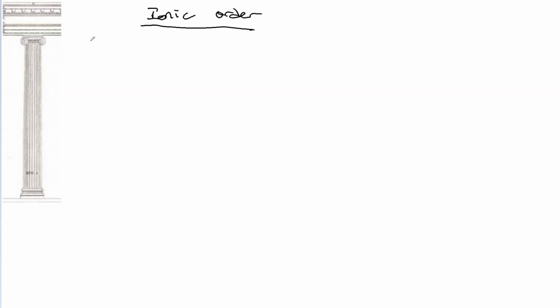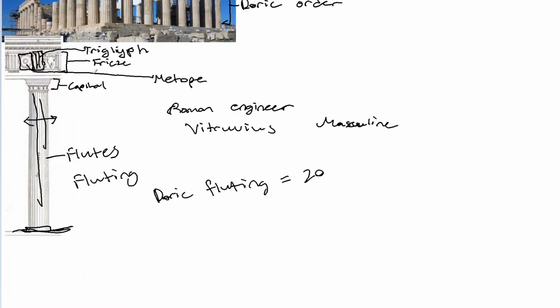This one is more ornate or more decorative than the Doric order. The first thing you probably notice is this capital, which is much different. It has these little spirals, which are known as volutes. And that's much different than this very simple capital in the Doric order.